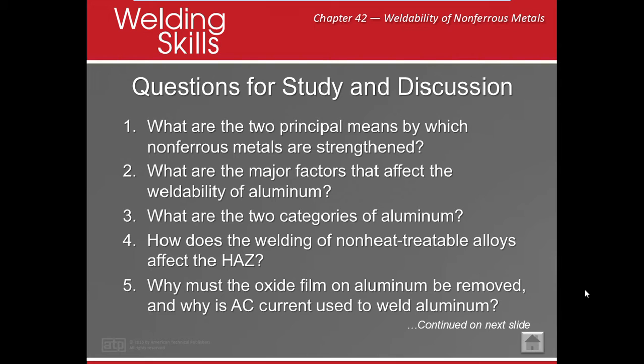So why must the oxide film on aluminum be removed, and why is AC current used? Well, aluminum has a thin oxide film that melts at 3 times the temperature of the base metal. The oxide film must be removed before welding, or it will prevent the molten aluminum from properly fusing. Particles of unmelted oxide may form inclusions in the weld, causing reduced ductility and weld cracking. Electrical removal, i.e. AC welding, is blasted away by cathodic bombardment.